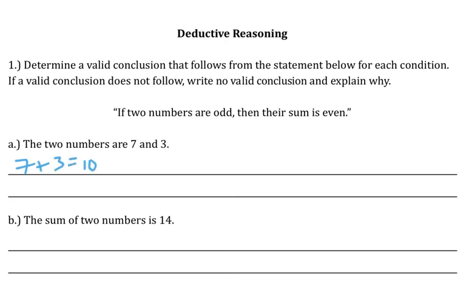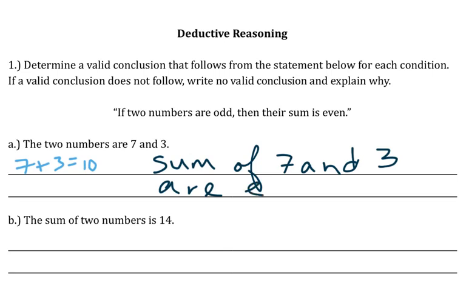Well, here's the statement. Here are two odd numbers, so I can assume that because they are that way, the sum is even. Excuse me, the sum of 7 and 3 is even. Geez, I'm on a roll here. Okay, so based on that, I feel like we could make a good conclusion.